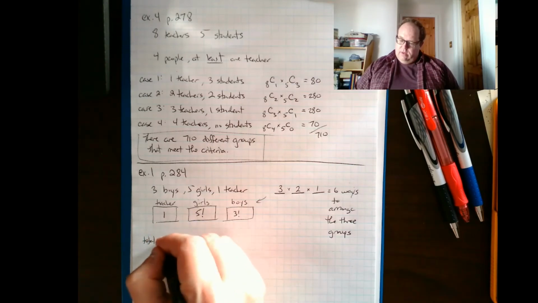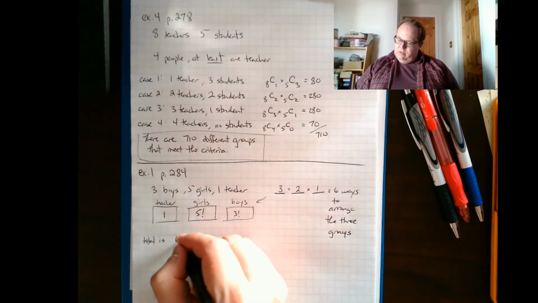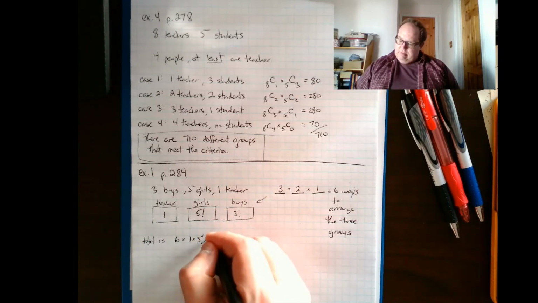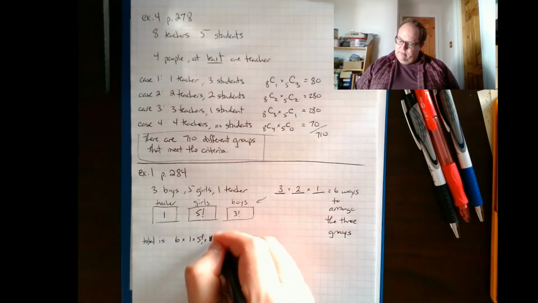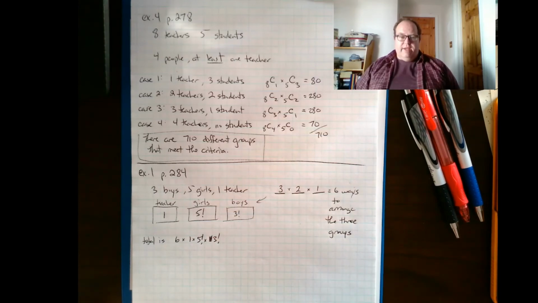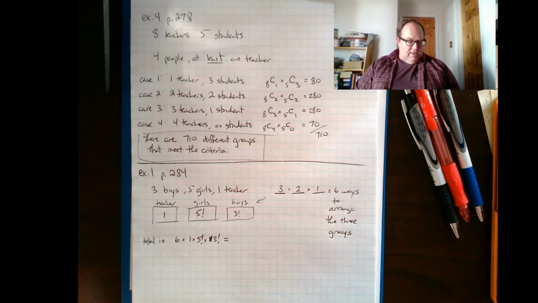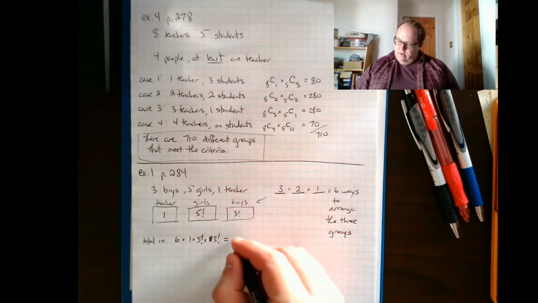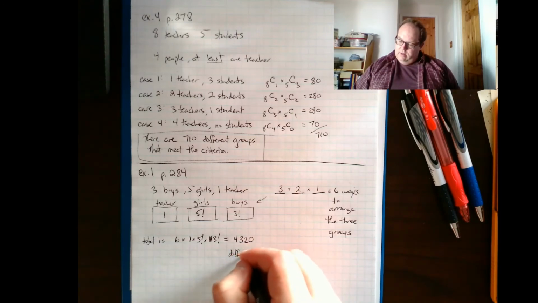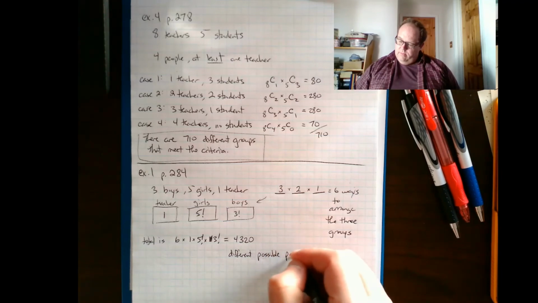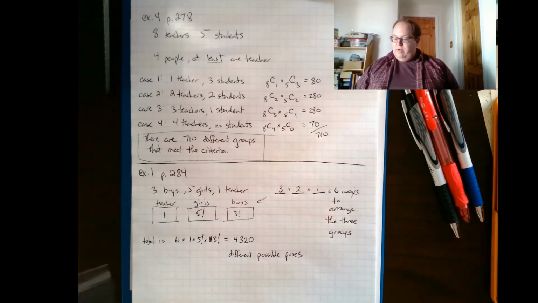So the total is the 6 ways to arrange the groups times the 1 by 5 factorial by 3 factorial ways to arrange within the groups themselves. Multiply that all out, and you get 4,320 different possible poses. Under the consideration that all the girls have to sit together and all the boys have to sit together.